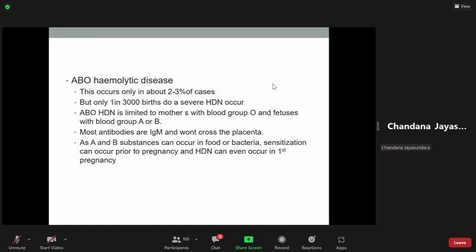This is commonly seen when the mother is O and the father is A or B. So if the father is A or B, the baby can be A or B, and the mother is O, then you can see ABO hemolytic disease of the newborn. Actually, this can be somewhat distressing, and it can cause some sort of hemolytic disease of the newborn, but it is not severe, right?